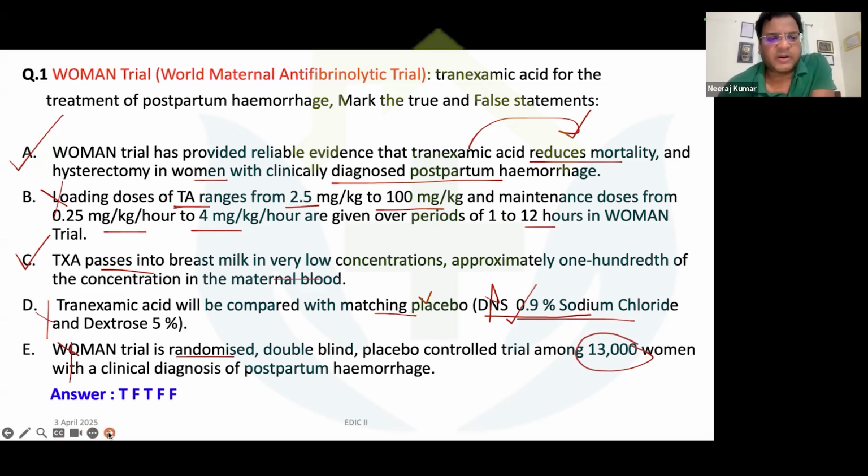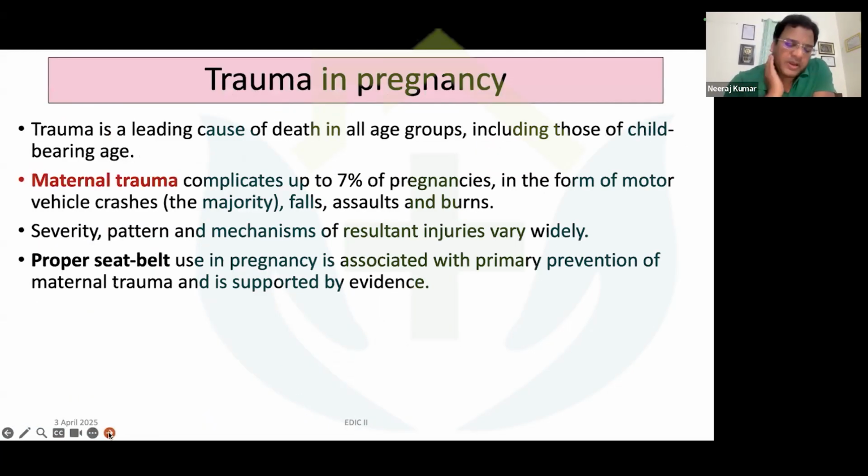Now come to the next part. So now coming to the interesting topic, that is trauma in pregnancy. Why? Because this is the leading cause of death in almost all age groups, including those of childbearing age. That's why maternal trauma can complicate around 7% of pregnancies. The data is a bit old because it has been taken from older literature. Maybe it has increased a bit, but 7% of all pregnancies having maternal trauma has been quoted here. And why?